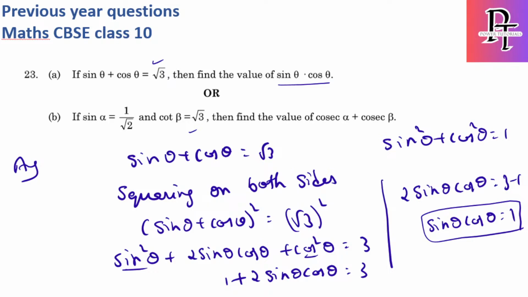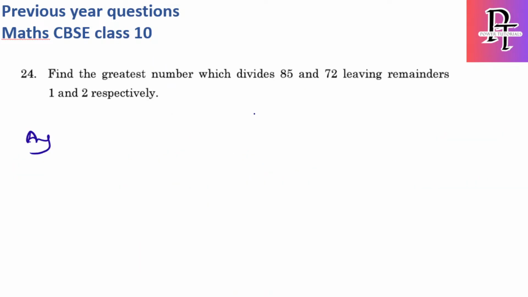24th question. Find the greatest number which divides 85 and 72, leaving remainders 1 and 2 respectively. So what do you mean to say? If I divide 85 by some number x, I get the remainder 1, and the same number if I divide 72, I get the remainder 2. So what do they want to see?